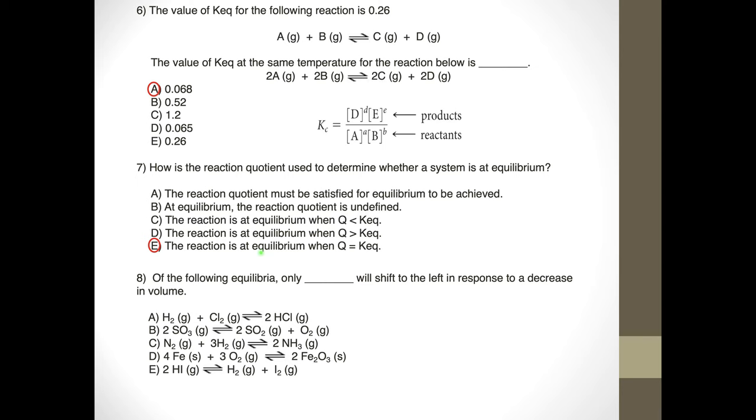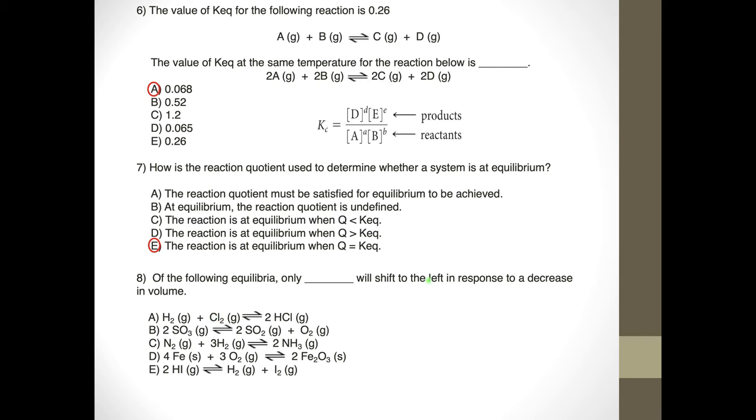Number eight, of the following equilibria, only blank will shift to the left in response to a decrease in volume. So because we are talking about volumes, and it's going to be affected by the volume, we're talking about gases. If we are decreasing the volume, that means the equilibrium is going to shift toward the side that has the lower number of moles. And if we want to make that go to the left, that means we need to have the smaller number of moles in the reactants. So here we have one mole and one mole. This is going to be two moles, and we have two moles here. So it's not this, because both of them are the same. The volume is not going to affect it. It's not going to go left or right. It's going to be the same.